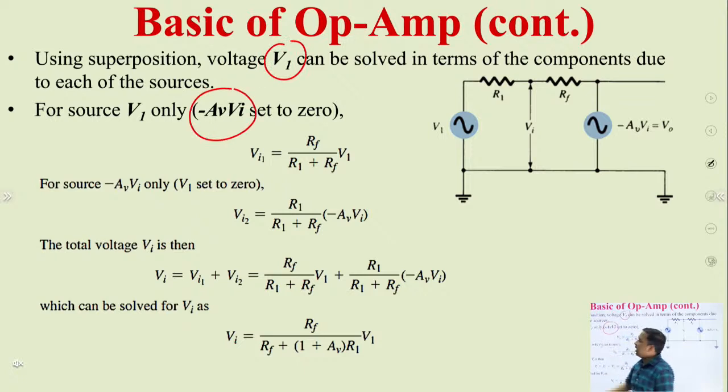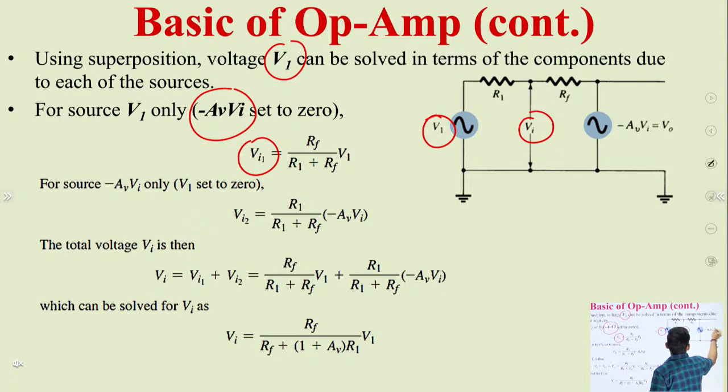So out of these two inputs, V1 and minus AV times VI, let's say first we select source V1, and we are going to calculate the value of VI. Let's name this VI1. So VI1 will be RF multiplied by V1 divided by the total resistance.